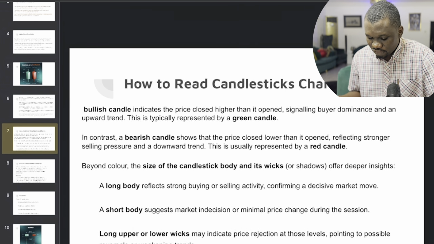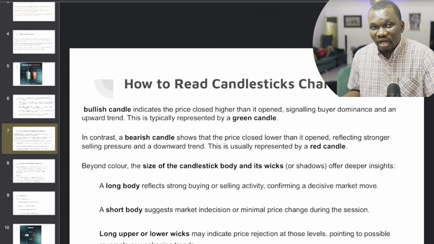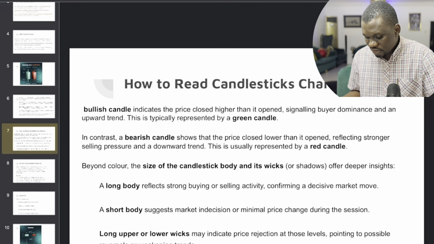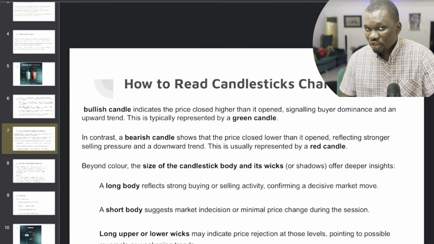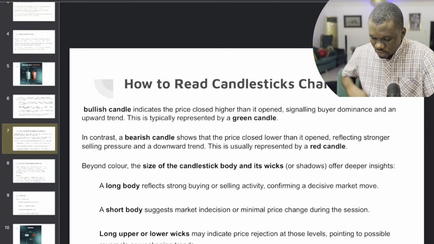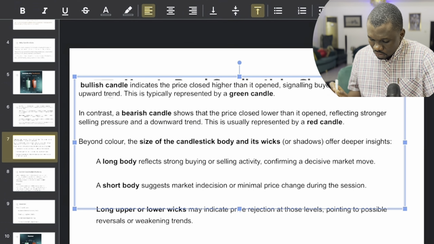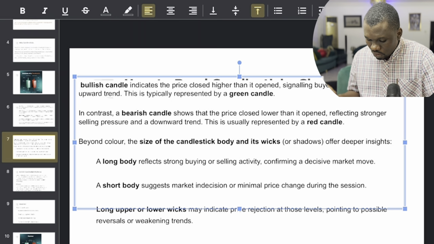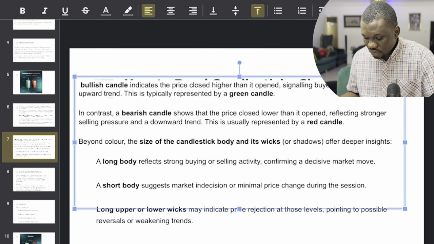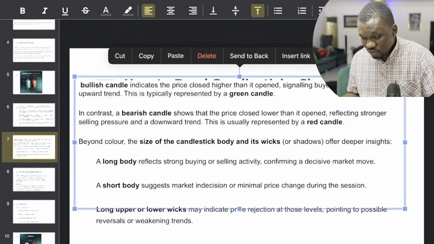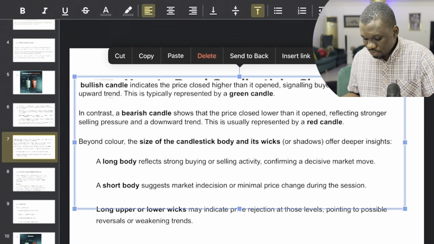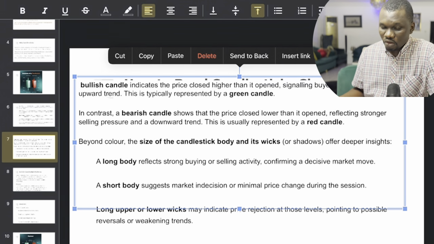A long body reflects strong buying momentum or selling activity, confirming a decisive market move. A short body suggests market indecision or minimal price change during this session. Long upper or lower wicks may indicate price rejection at these levels, pointing to possible reversals or weakening in trend.